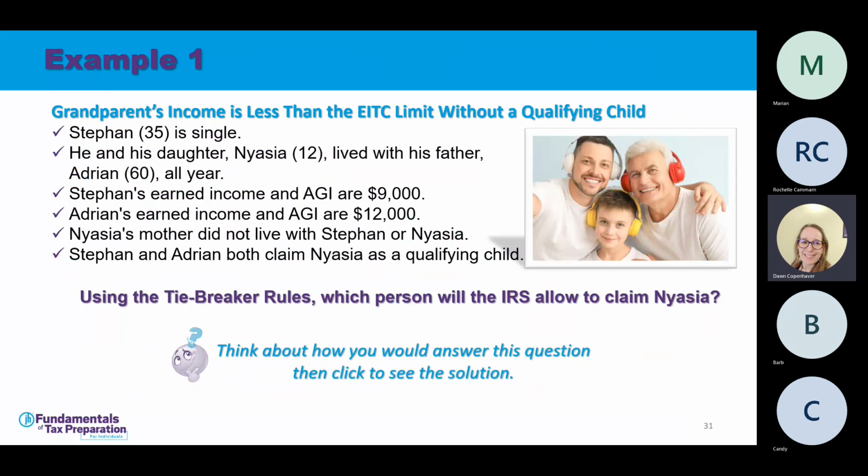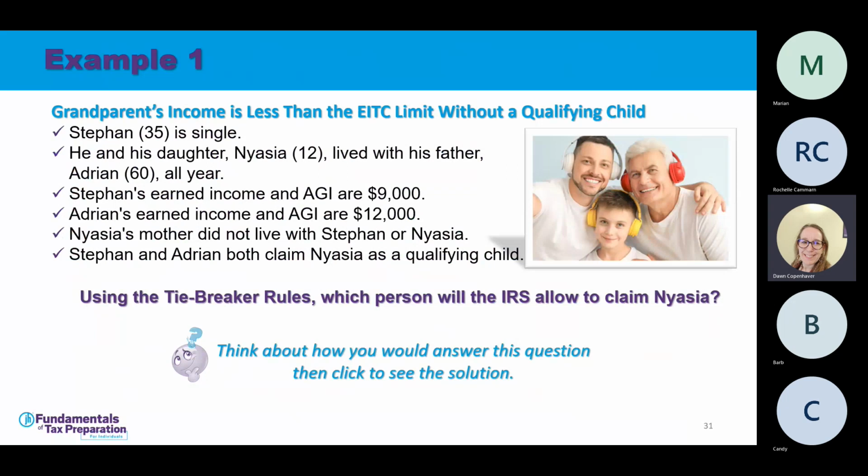So here's an example. Grandparents' income is less than the EITC limit without a qualifying child. Stephen is 35, his daughter is 12, and they lived with his father, Adrian, 60, all year. Stephen's earned income and AGI are $9,000. Adrian's earned income and AGI are $12,000. Nyaja's mother did not live with Stephen or Nyaja. Stephen and Adrian both claim Nyaja as their qualifying child.